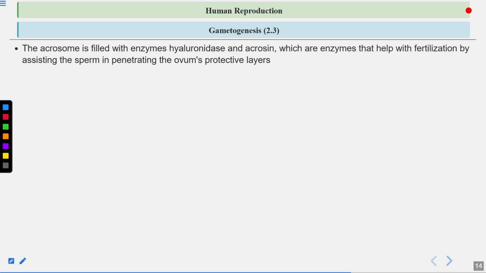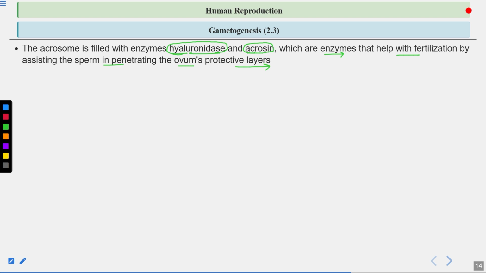Now, the acrosome is filled with enzymes like hyaluronidase and acrosin. These enzymes help with fertilization by assisting the sperm in penetrating the ovum's protective layer. There are some layers present around the ovum, like zona pellucida and corona radiata. We'll talk about these layers in our next sessions. These enzymes help in the breakdown of these protective layers and help in the fertilization process.